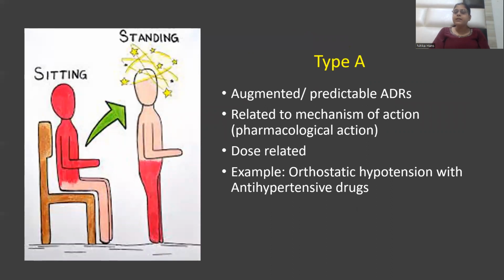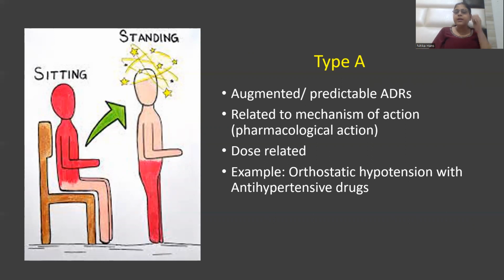Augmented is because of the mechanism of action of the drug. The reaction, the side effect, has occurred because of the mechanism of action, the pharmacological action of the drug. It is the augmented type, and this is the predictable ADR, and it is dose related, like antihypertensives, which produce vasodilatation, like ACE inhibitors, angiotensin receptor blockers, calcium channel blockers. They produce vasodilatation and they decrease the BP. So there can be orthostatic hypotension with antihypertensive drugs, and it is the pharmacological action of the drugs.